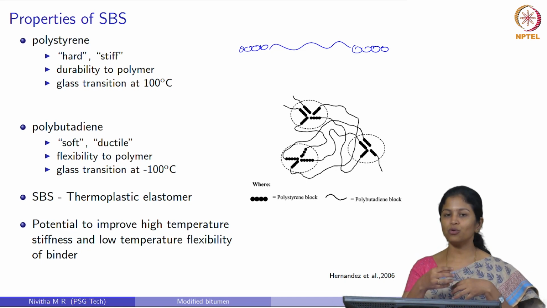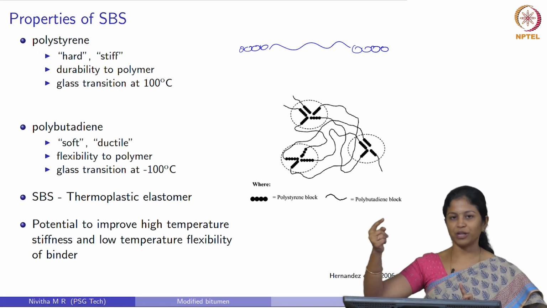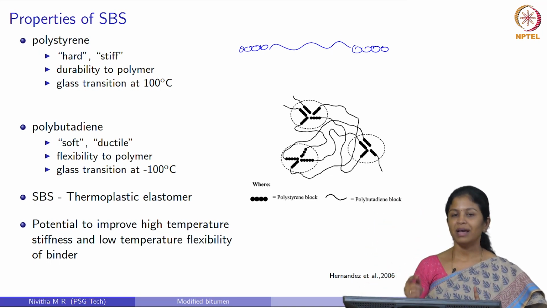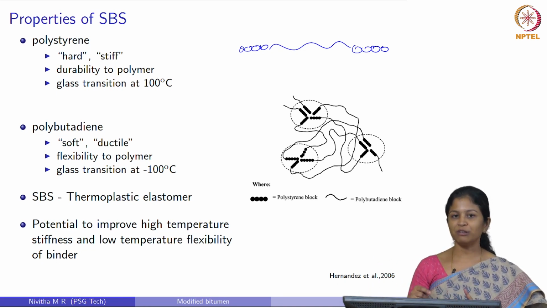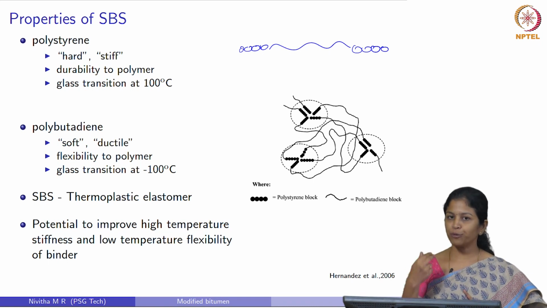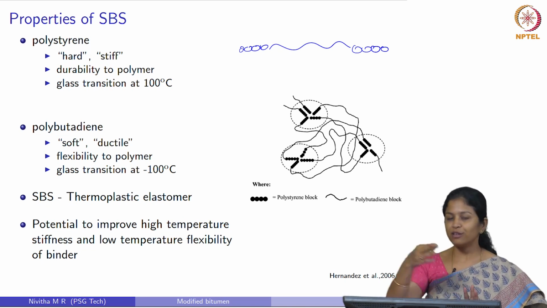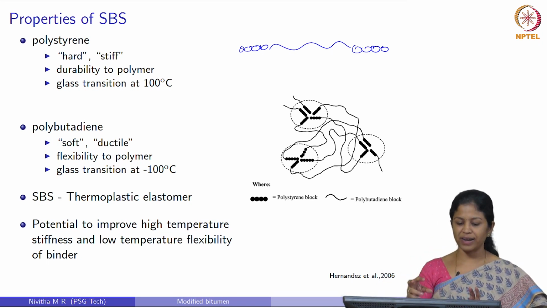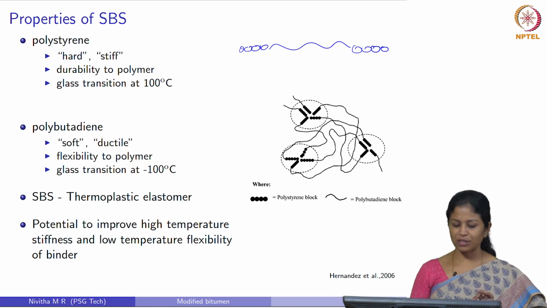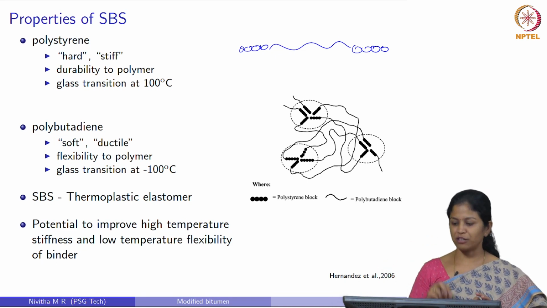So, when these two components are added to the bitumen, the modified bitumen has improvement in both high temperature properties and low temperature properties. That is why in the initial slides, when we saw the effect of SBS on the distresses, we were able to see that this class of modifier improved both its high temperature properties and low temperature properties, right. So, this is the reason for the improvement in these two properties in the case of SBS. This SBS is commonly classified as a thermoplastic elastomer and it has potential to improve both high temperature stiffness and low temperature flexibility, right.